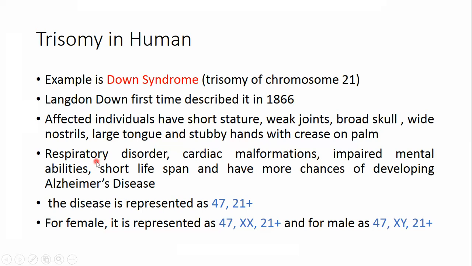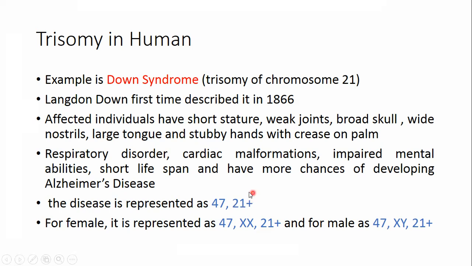And other symptoms are respiratory disorder, cardiac malformations, impaired mental abilities, short lifespan, and the person has more chances of developing Alzheimer's disease in late age. So there is some relationship between Down syndrome and Alzheimer's disease. The Down syndrome is represented as 47, 21 plus, meaning the total number of chromosomes is 47.